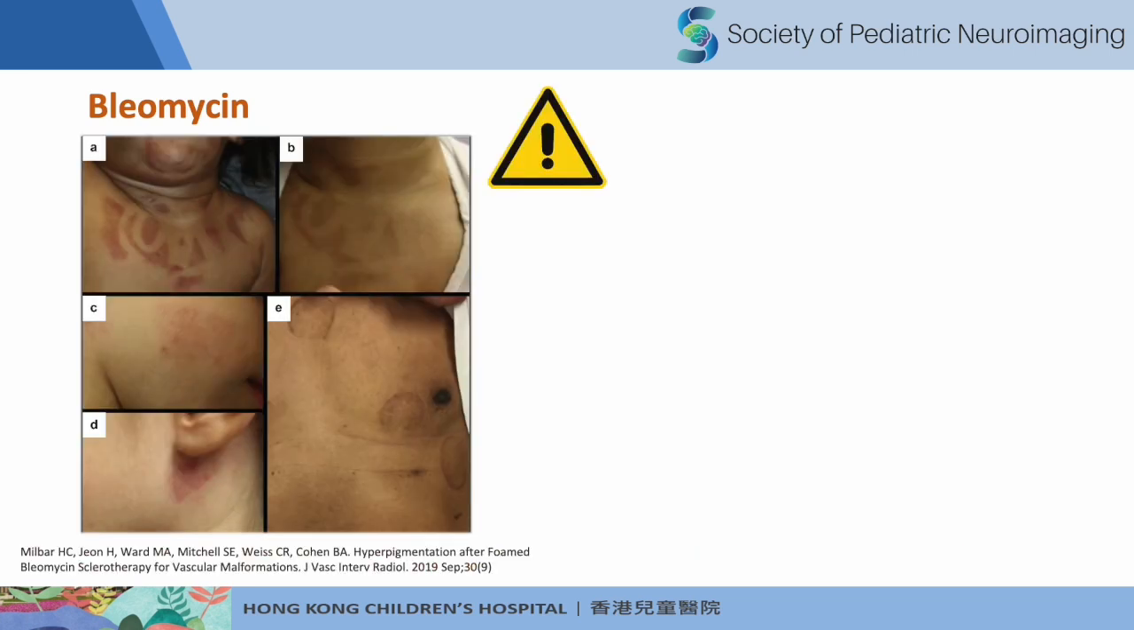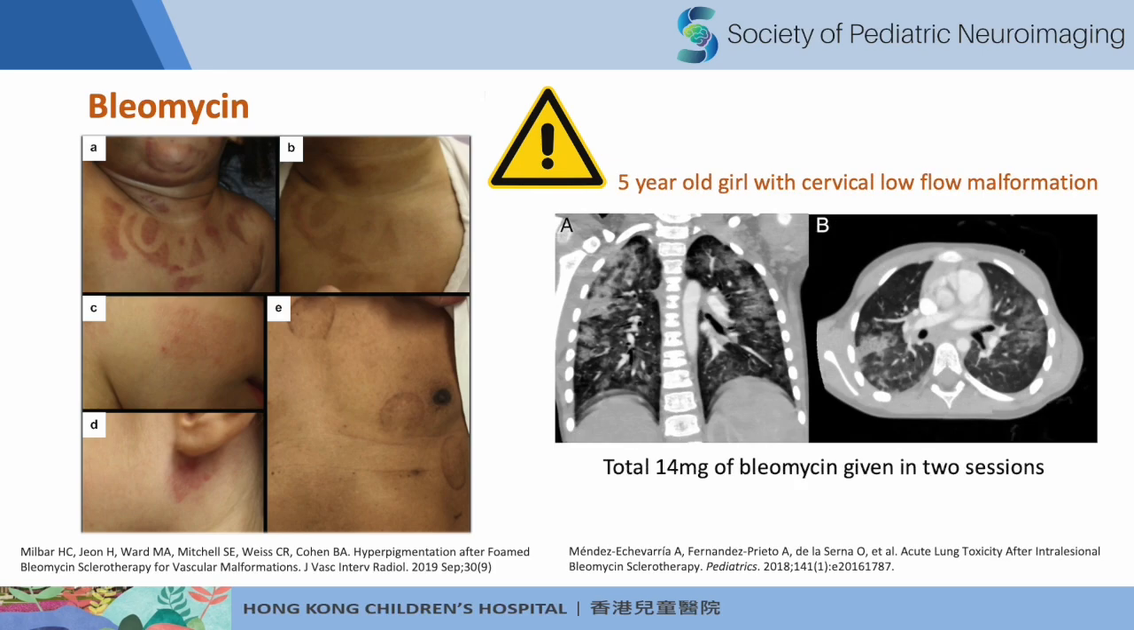When using bleomycin, it's also important to note that it may cause skin or contact hyperpigmentation. So it's important to warn the patient of that, and it's also important to warn the anesthetist that you're going to use it, and you have to use a precaution, which I'll also show on the next slide. For example, in this 5-year-old girl with a cervical low flow malformation, after using 14 milligrams of bleomycin, she developed this interstitial pneumonitis that required high dose steroid. So it's important, again, to take precautions, which I'll mention on the next slide.